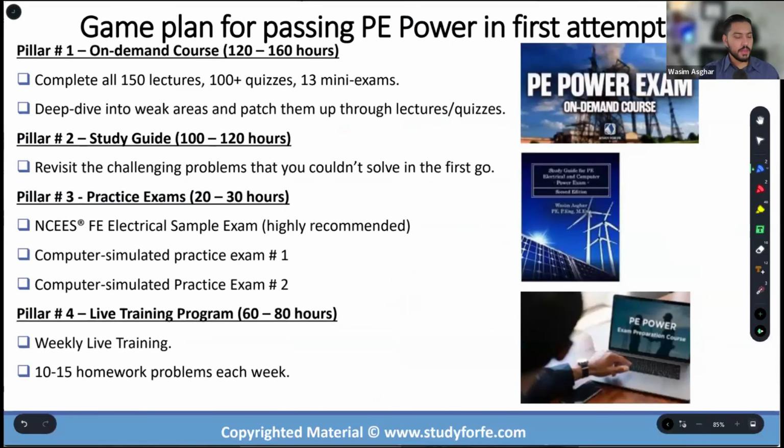Similarly, for the P-Power, I run the sessions simultaneously every week. I'm conducting FE Electrical classes, P-Power classes. About 80% of the coursework is in the on-demand self-study. A lot of my students simply choose the on-demand format, self-study format. They work through the content at their own pace. And about 20, 30, 40% of the students add the live training on top of it. And then they basically value the streamlined guidance on a weekly basis.